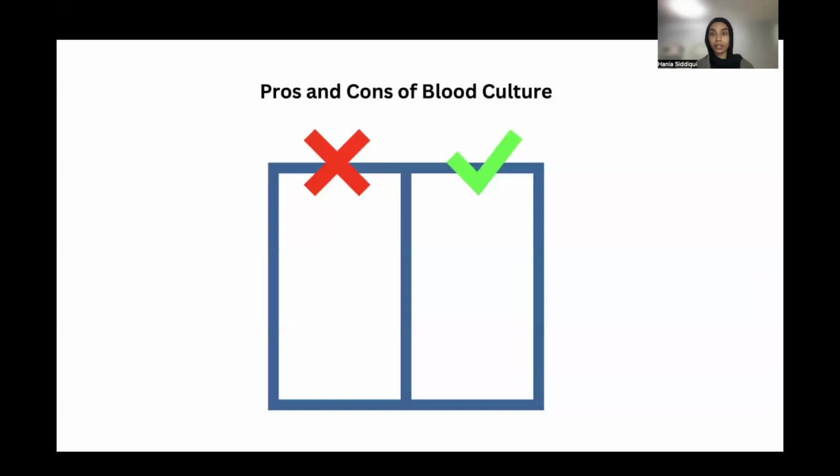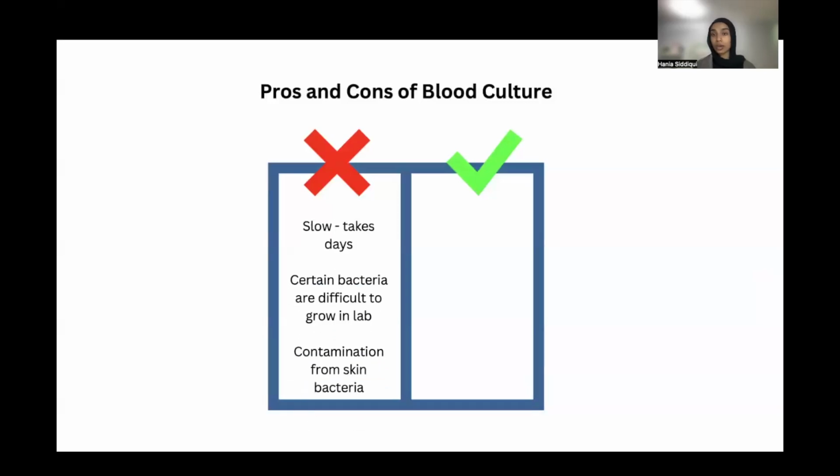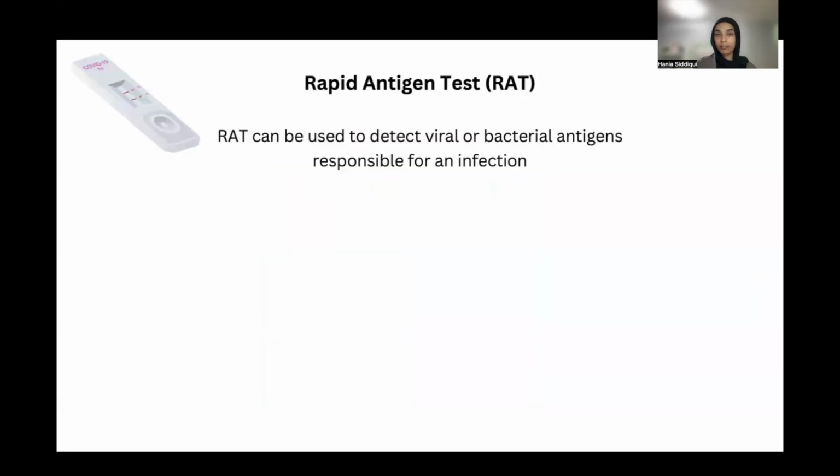Pros and cons of blood culture. Cons are that it's slow, so it can take days to see bacterial growth. Also, certain bacteria are difficult or even sometimes impossible to grow in the lab. Contamination from skin bacteria is also a possibility. Pros are that it's generally very accurate in identifying bacteria causing an infection.